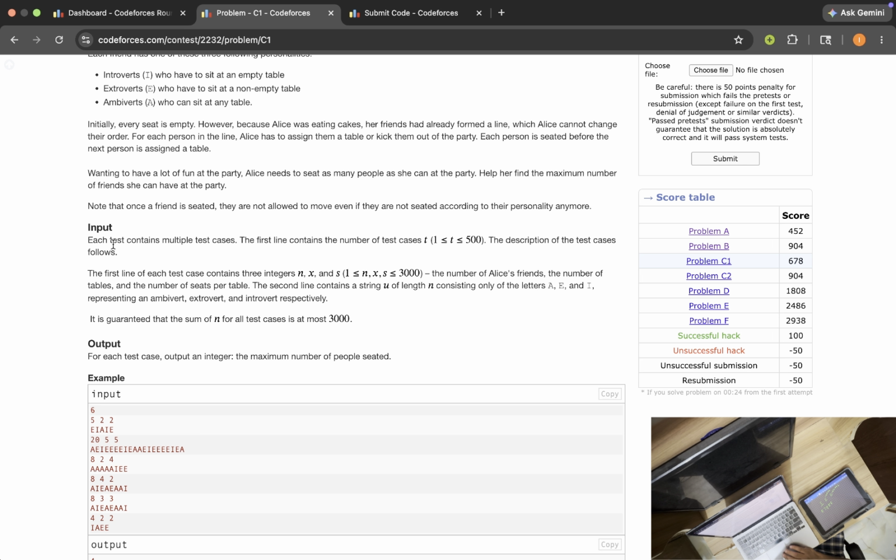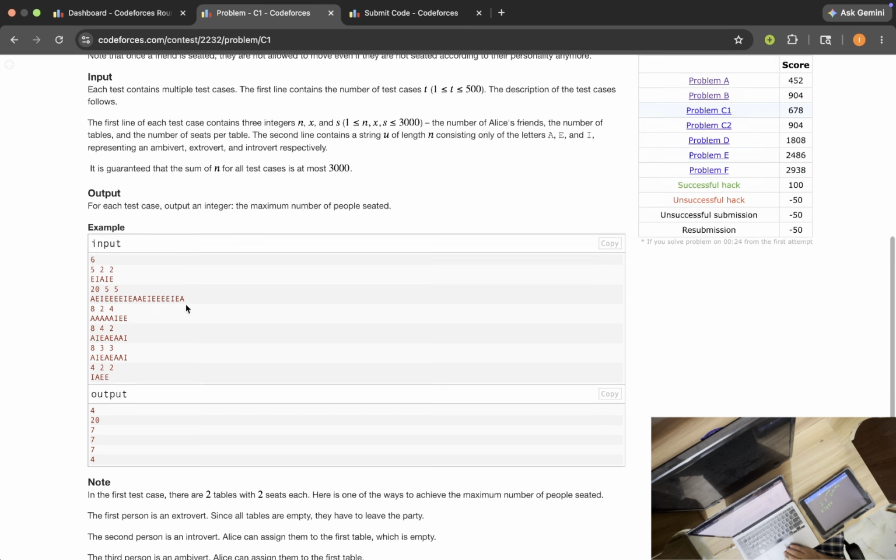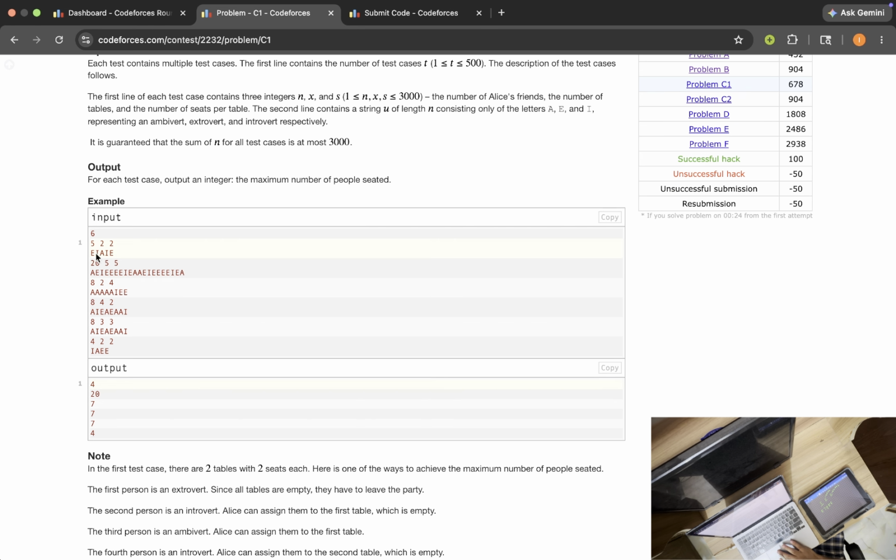Okay. Each test contain multiple tests. The first line contains the number represent extrovert. Okay. Is it left to right first?